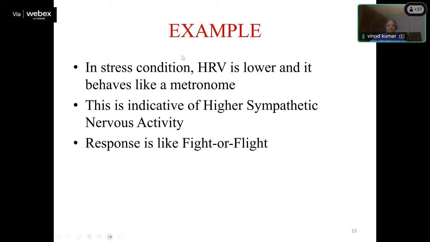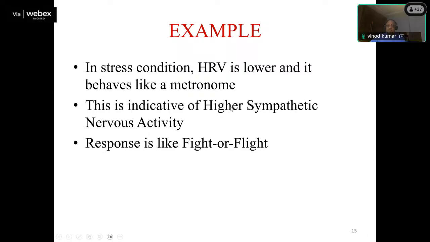In case of HRV, in stress condition, when a person is under stress, he has some pressure on his mind, heart rate variability is lower. This variation between two RR intervals becomes less, and it behaves like a metronome. The variation becomes so less, it is almost a constant heart rate. This is indicative of higher sympathetic nervous activity.